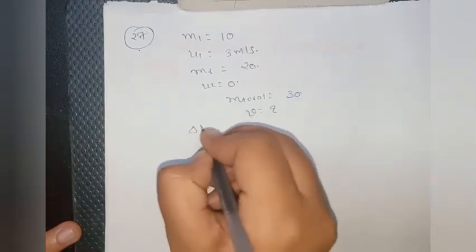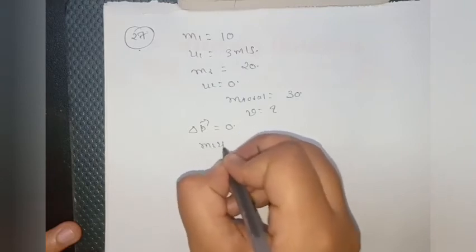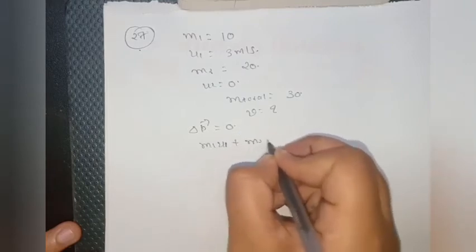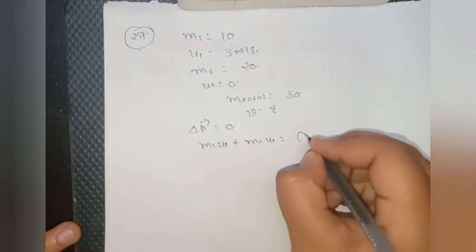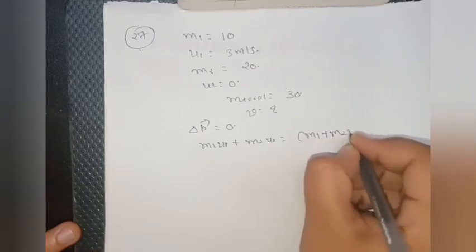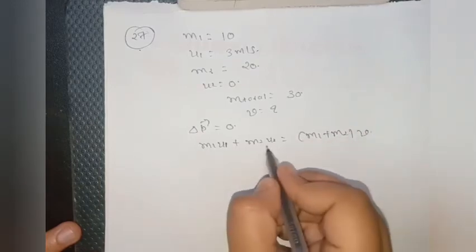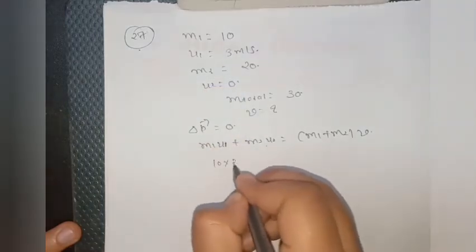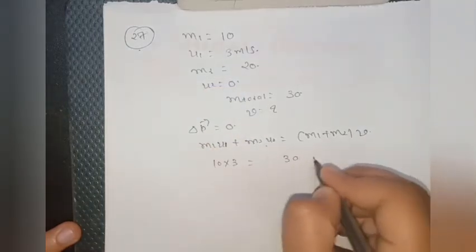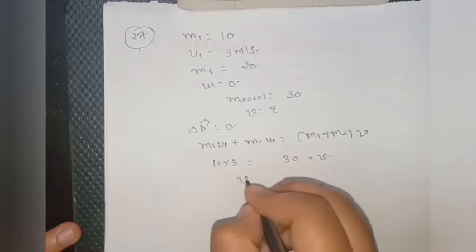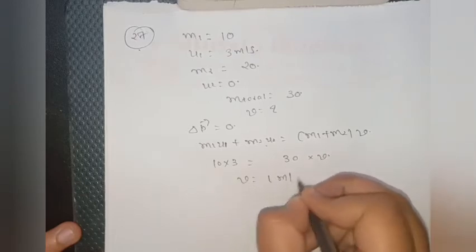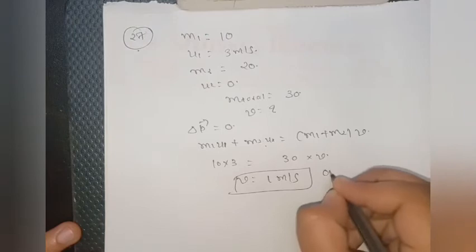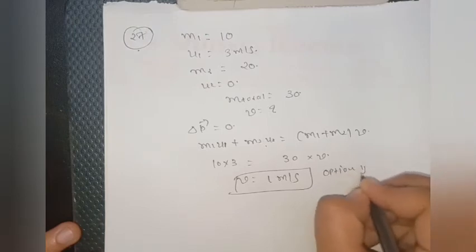We'll use conservation of linear momentum here. Initial linear momentum is m1u1 plus m2u2 and final linear momentum will be m1 plus m2 into v. Here u2 is 0. Put these values: 10 into 3 is equal to 30 into v. So v will be equal to 1 meter per second. So option 1 is the correct option.